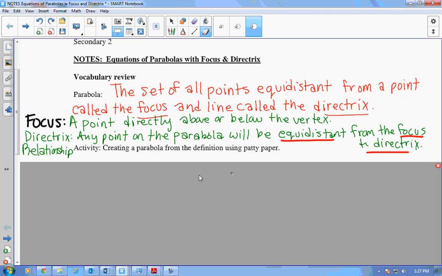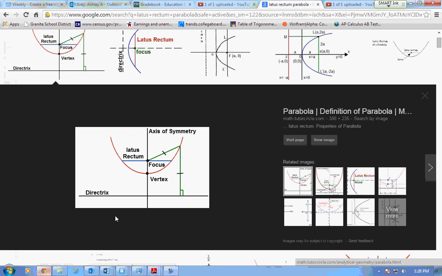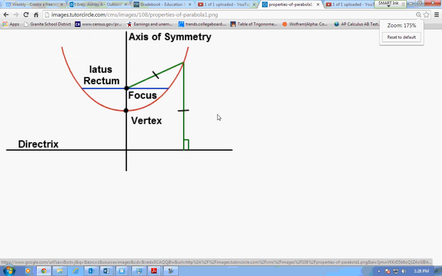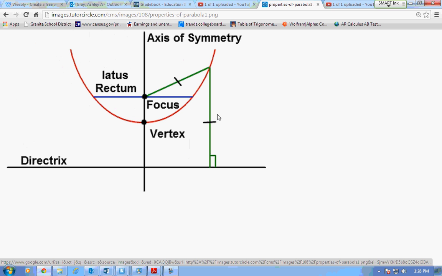Those in the back, can you see all those? Okay, so like we did with the ellipses and hyperbolas, we drew all these out. This one's not as involved. Here's a picture of everything labeled. We also have a thing called latus rectum, which we'll use in the formulas.